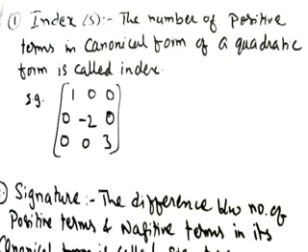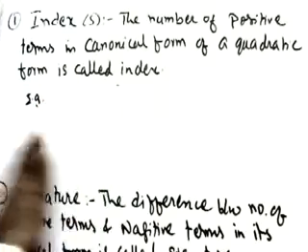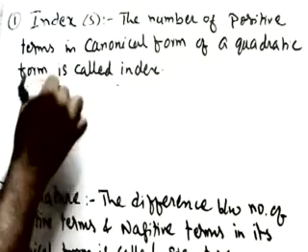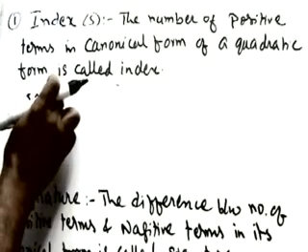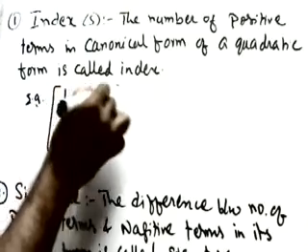Now let's look at some terminologies. What is the meaning of index? The number of positive terms in the canonical form of a quadratic form is called the index. I'll explain it with an example. How do we get the canonical form? We get the numbers here, and the remaining will be 0.